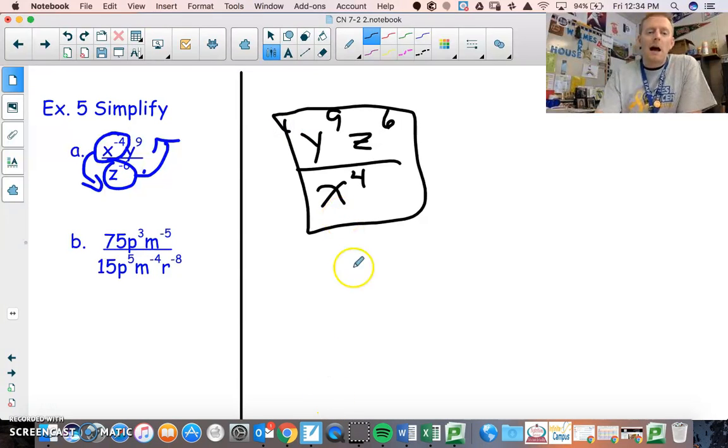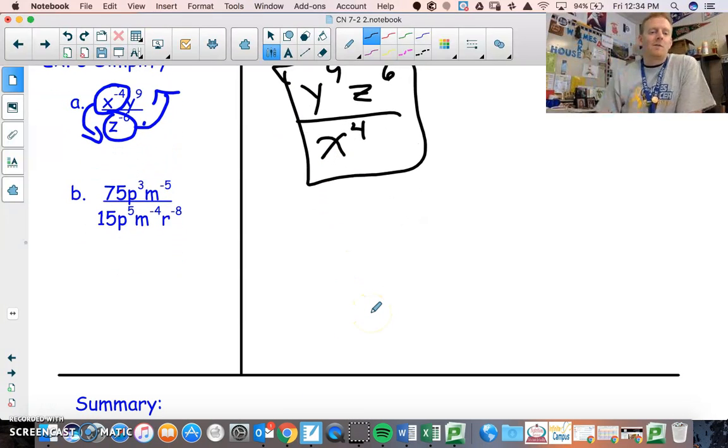Okay? Now I am going to ask you, ladies and gentlemen, to practice this one on your own. So again, you're going to move things that are negative from the top to the bottom, or from the bottom to the top. And this one's tricky, you got to remember to simplify that as well.